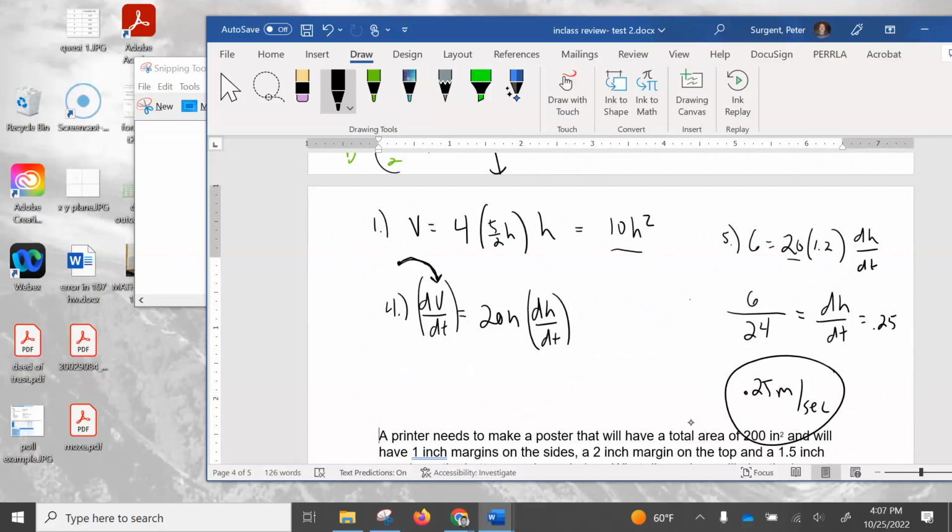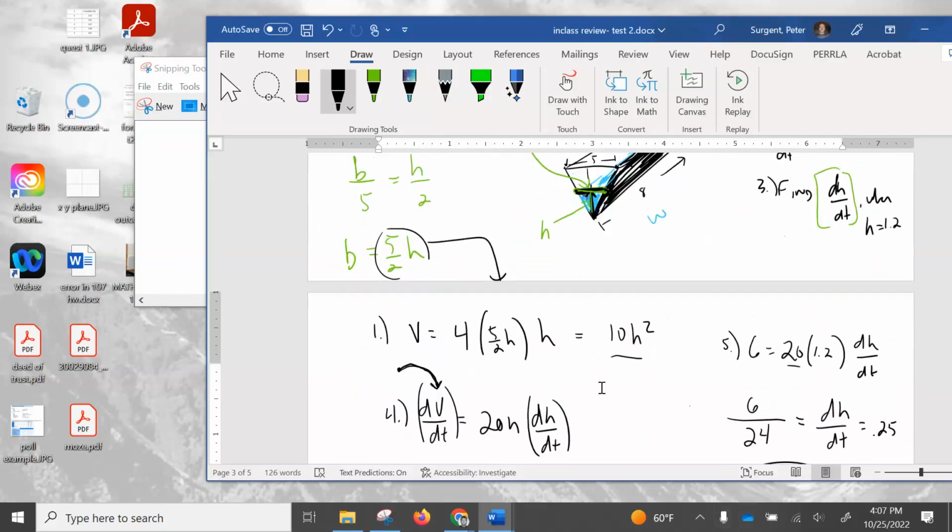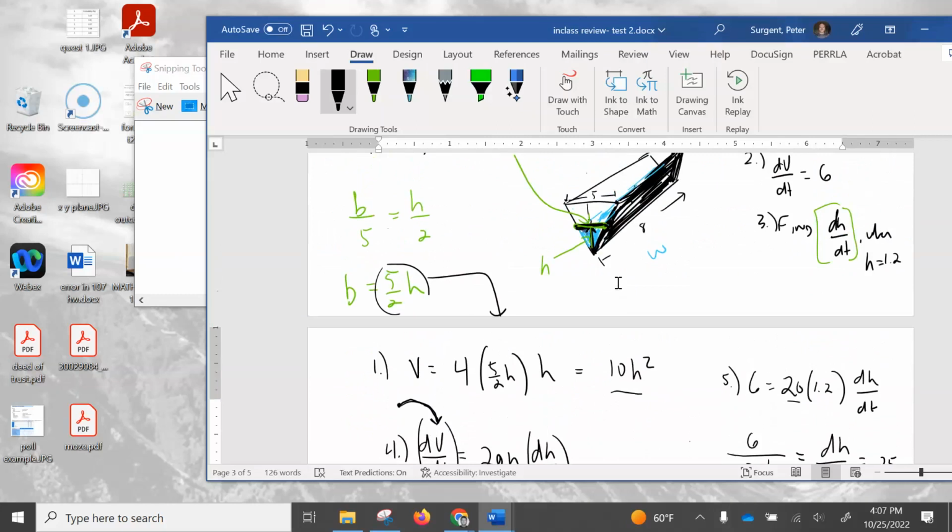Don't forget your units. Okay, so that's a typical related rates problem, but for this piece right here. So look out for those. Every once in a while we have to sub out one of our variables, right, by using some old geometry.